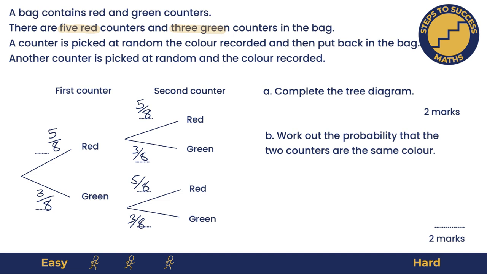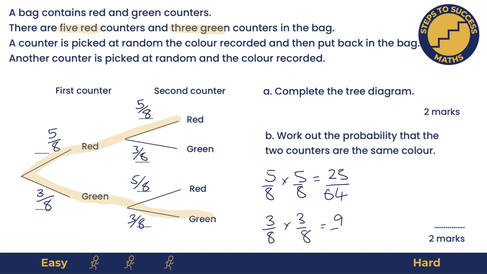And now we need to work out the probability that the two counters are the same colour. So what options give you the same colour? You could have red and red or green and green. So walk your two routes. Red, red, green, green. Start with the red one. Red and red is 5/8 times 5/8, which is 25/64. And then green, green is 3/8 times 3/8, which is 9/64.